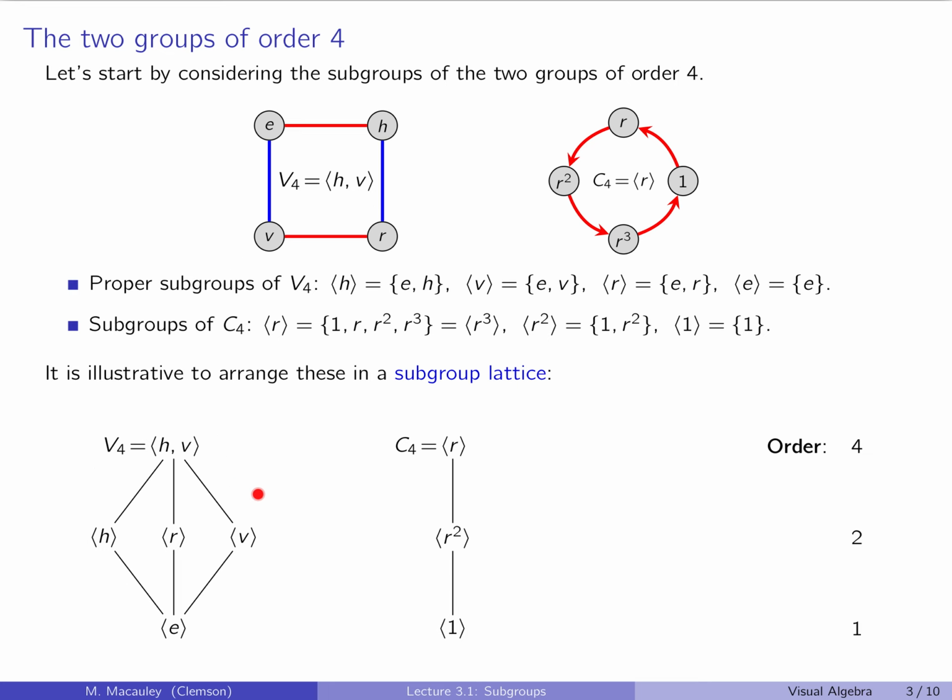So here are all the subgroups of V4. This is the largest one. It contains these three, and each of these three contain the trivial subgroup. And here's C4. So remember, these are subsets. So this contains 1, R, R squared, and R cubed. And this just contains 1 and R squared. And I will sometimes put the order of these subgroups on the right-hand side. It's not required that we have all subgroups of the same order at the same level. I just think it's helpful to do so.